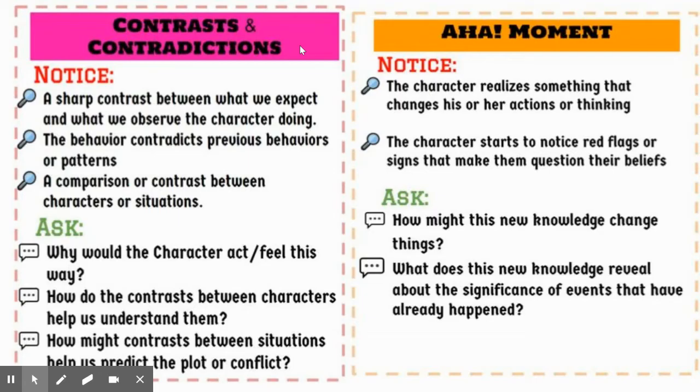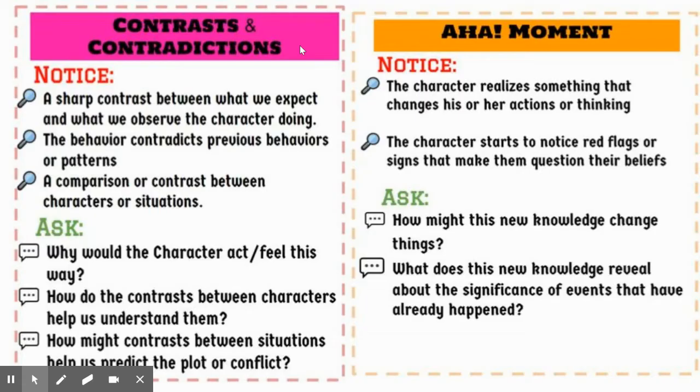So remember that when we're looking for a contrast and contradiction, we should be stopping whenever we notice a contrast between what we observe the character doing and what we expect them to have done. So, for example, if a character loses a close loved one but doesn't seem to be affected by this at all, that is not a typical response. We would typically expect them to be grieving in some way. So that would be a contrast in behavior. The behavior, however, could also contradict their previous behavior or behavior patterns. So if they've been acting honest previously, but all of a sudden become deceitful, then we have a contrast in their behavior pattern.